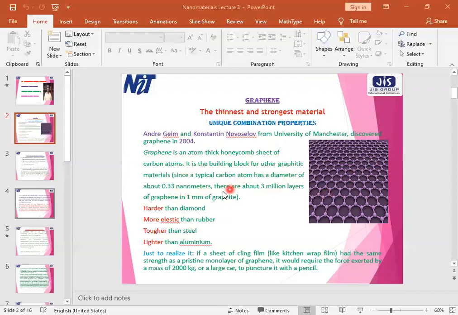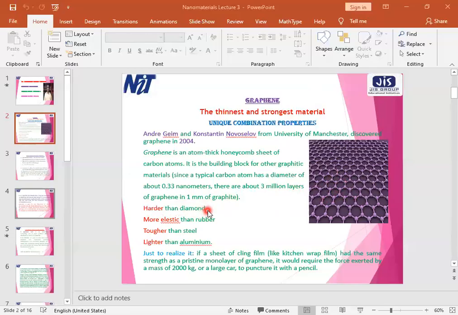Okay, carbon atom has how much diameter? 0.33 into 10 power minus 9 meter. And there are about 3 million layers of graphene in 1 millimeter of graphite. You just think, in 1 millimeter of graphite, there are 3 million layers of graphene. So you can understand how small this graphene sheet is. And what is the beauty of this graphene sheet? This graphene sheet is harder than diamond.